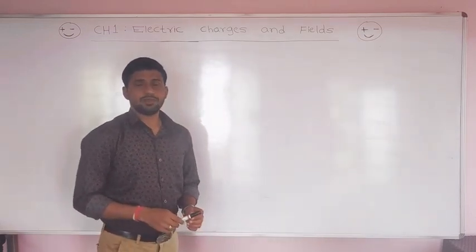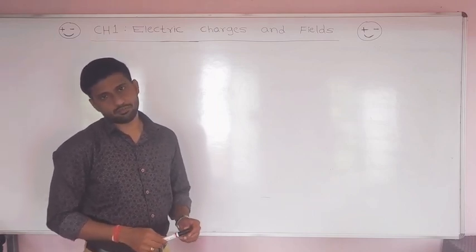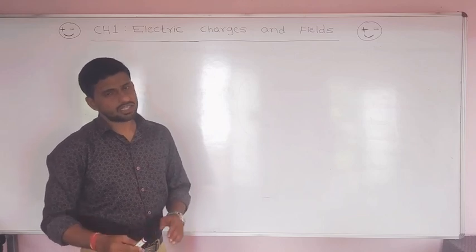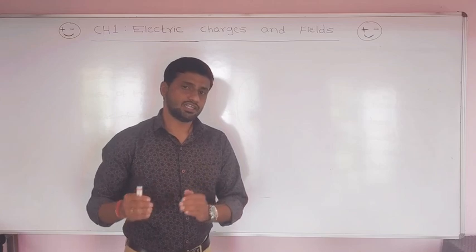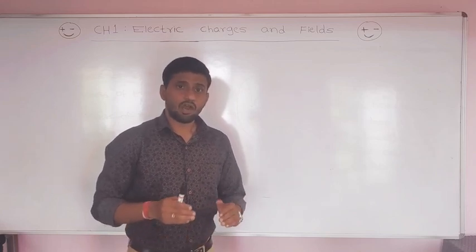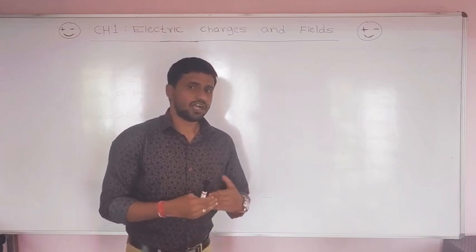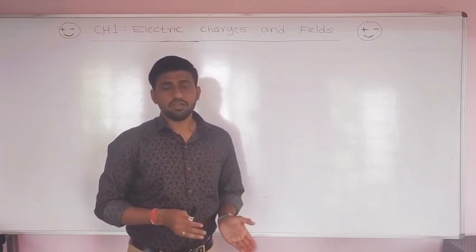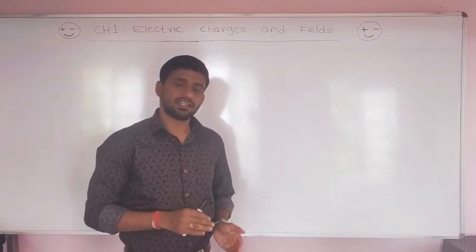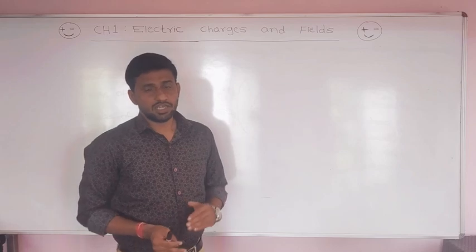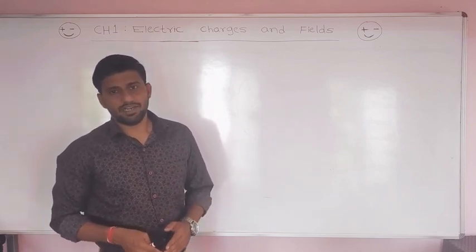Dear students, in the previous class we discussed one example, that is the glass rod and silk cloth example. When I rub a glass rod with the silk cloth, the glass rod acquires one kind of charge and the silk cloth acquires another kind of charge. But how can we make a body a charged body? There are two kinds of charges, positive charge and negative charge. We can make one body positively charged and another body negatively charged. Let us see how we can make a body a charged body or electrified body.